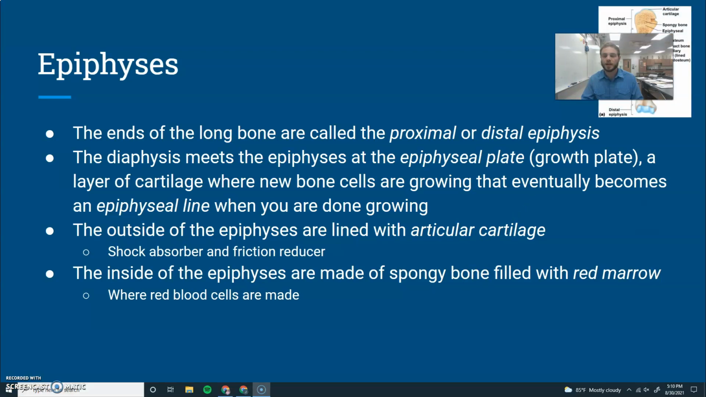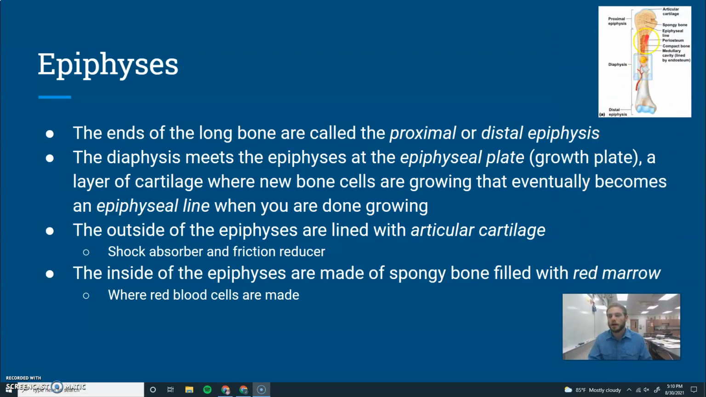And again, my picture's in the way. But this is just the same picture as before. Your proximal epiphysis, distal epiphysis. This bone here is the humerus bone that we're looking at. You can see that articular cartilage lining the outside of both of these epiphyses, that spongy bone filling the inside, and that normally would be filled with red marrow.